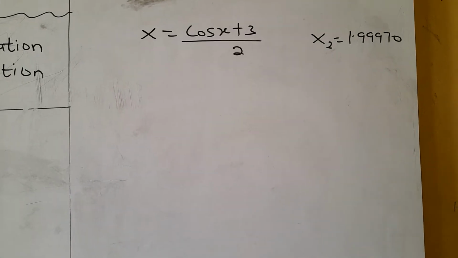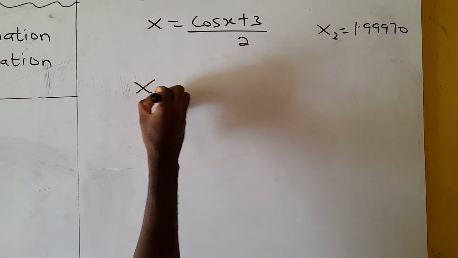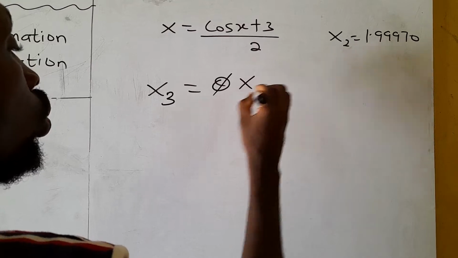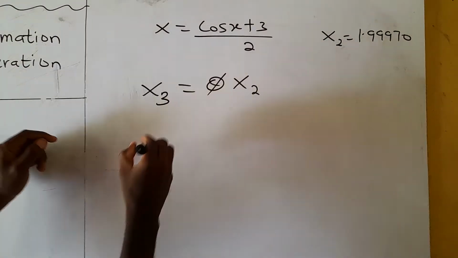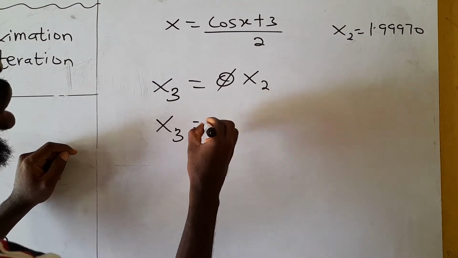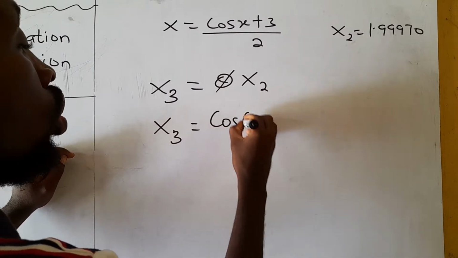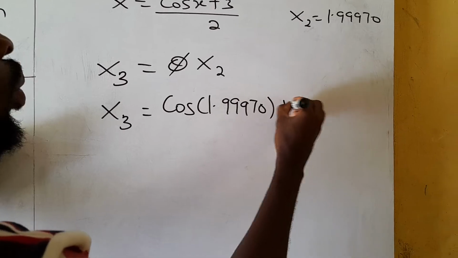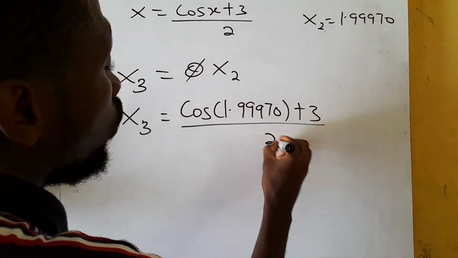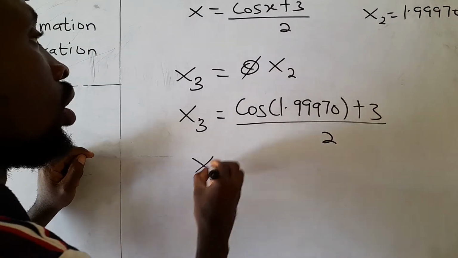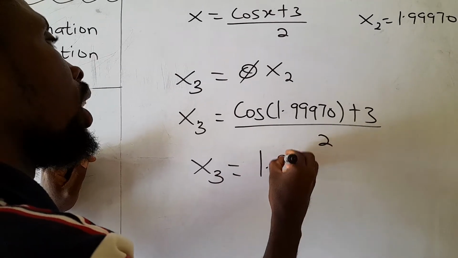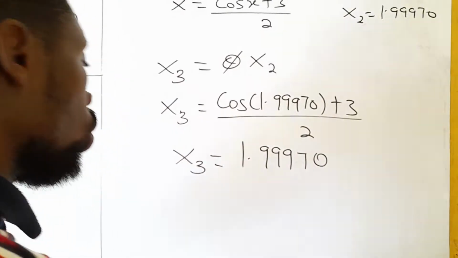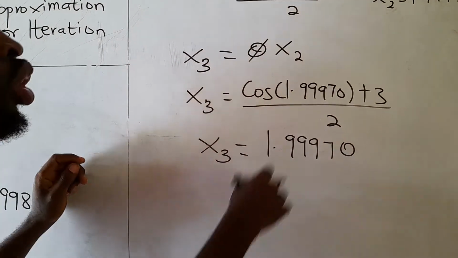So we find our x3. Our x3 will be the substitution of x2 in place of x. So our x3 will be equal to cos of 1.99970 plus 3 all over 2. When we do that, we'll get the same 1.99970. This implies that when we continue to find x3, x4, we will get the same value.